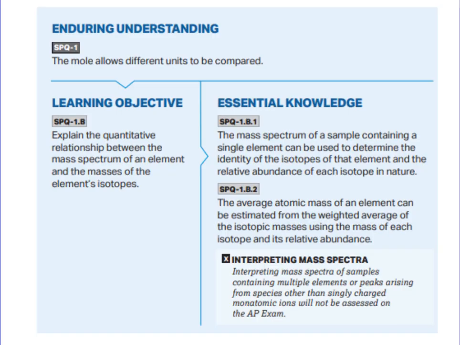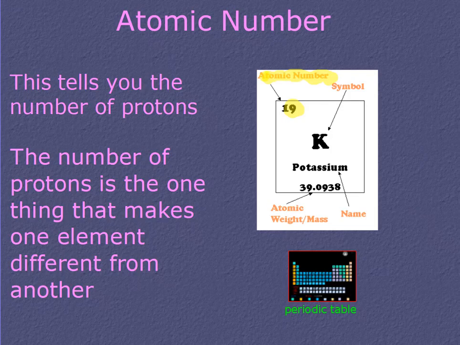You'll also need to be able to read and interpret mass spec data. Before we can interpret mass spec data, remember that the atomic number, like we had mentioned in the warm-up, tells you the number of protons. It's the one thing that makes one element different from another element. Neutrons and electrons can change, but protons cannot change. If the protons change, the element is going to change.